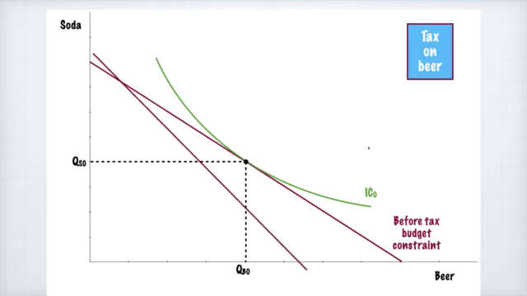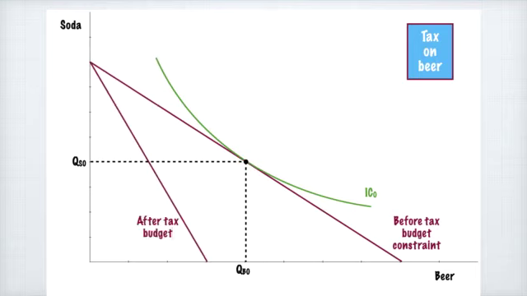If we place a tax on beer, the budget constraint will shift inward in this manner. It does not impact the total amount of soda that can be consumed if the individual buys nothing but soda, because the tax will have no impact on them. However, if they spend a portion of their income on beer, it's going to shift their budget constraint inward because beer is going to be more expensive because of the imposition of this tax. So we have a new budget constraint after the tax is imposed.